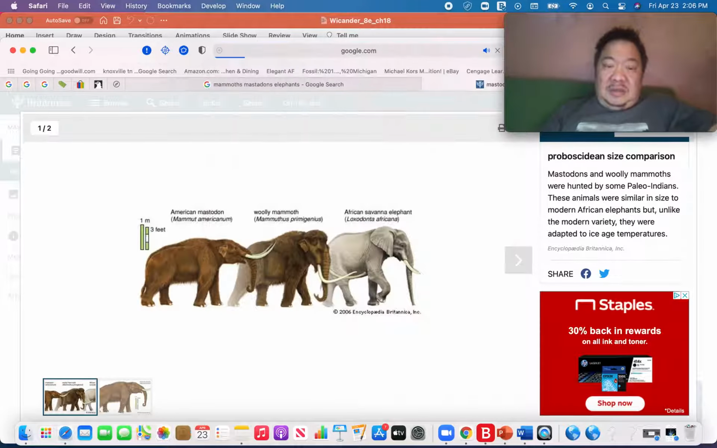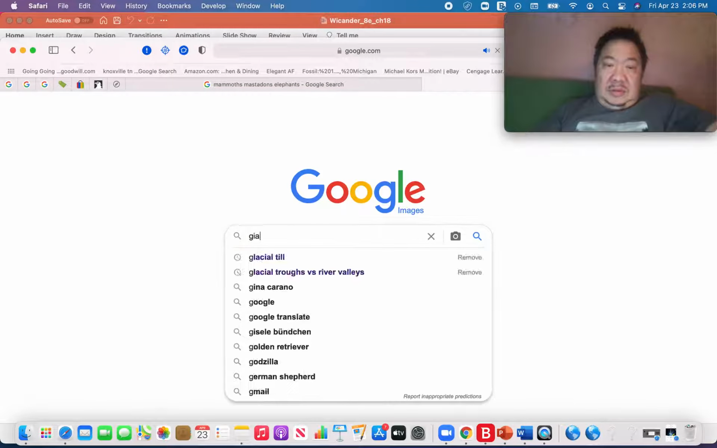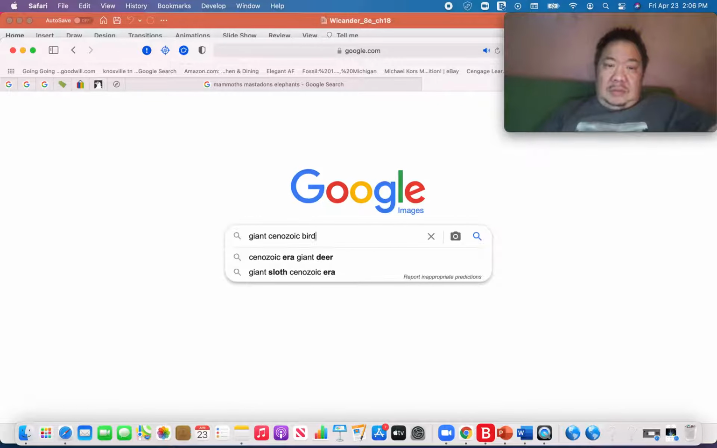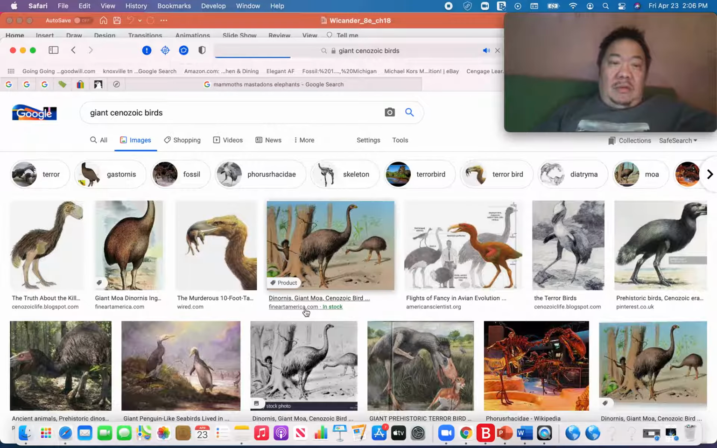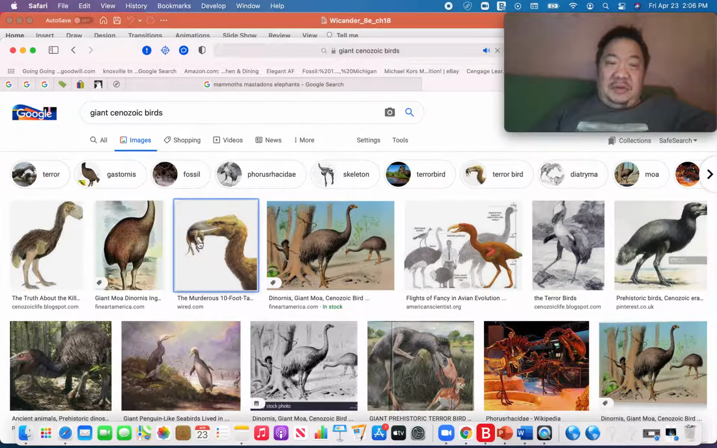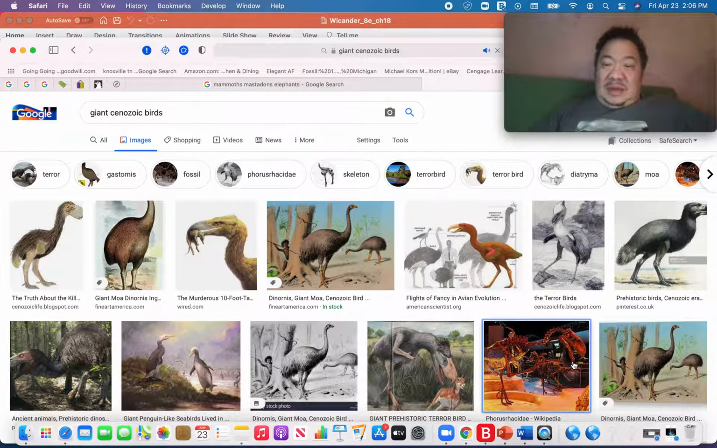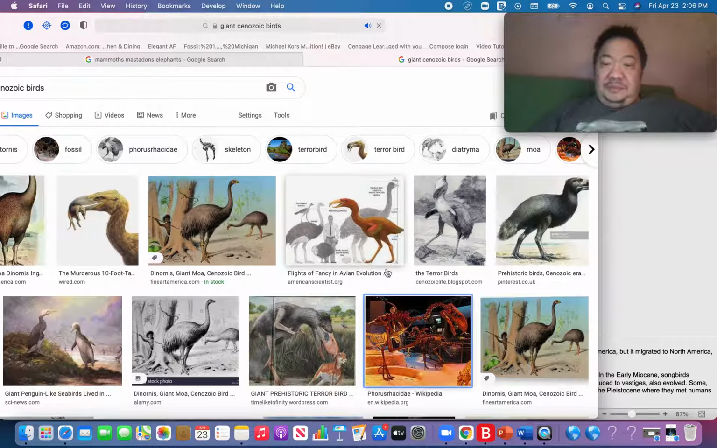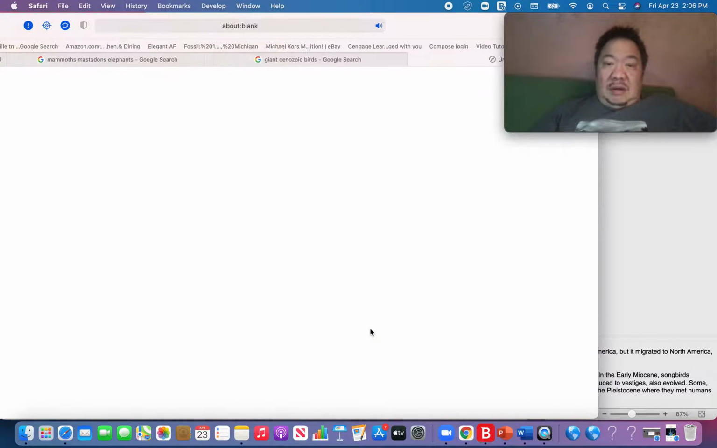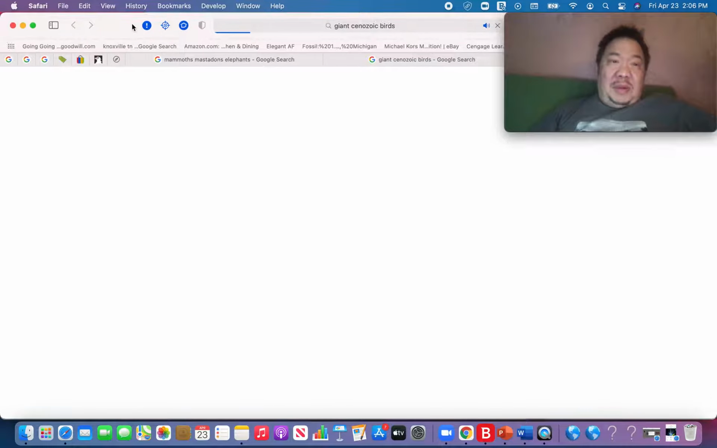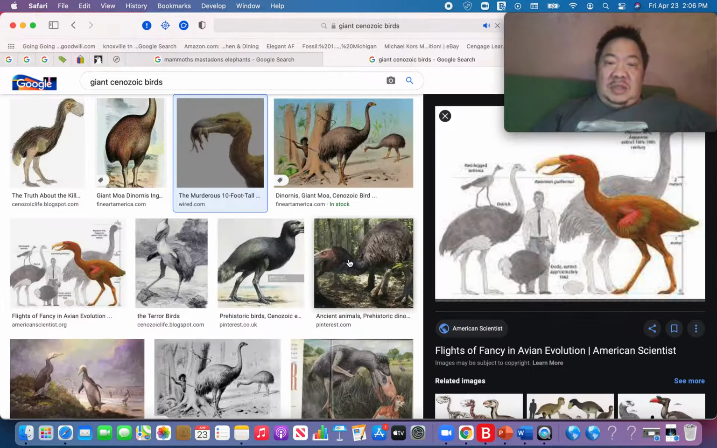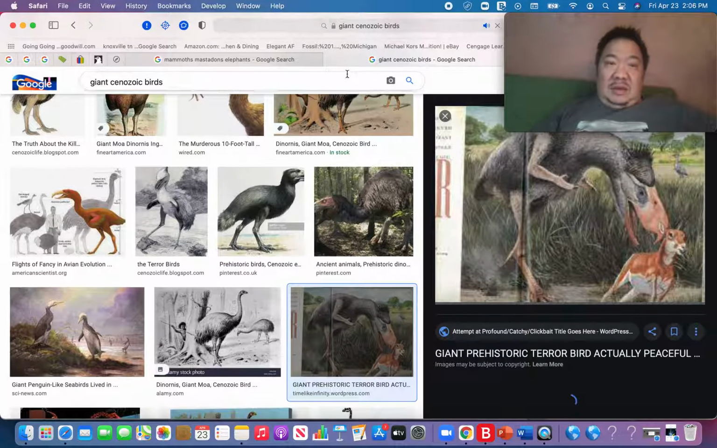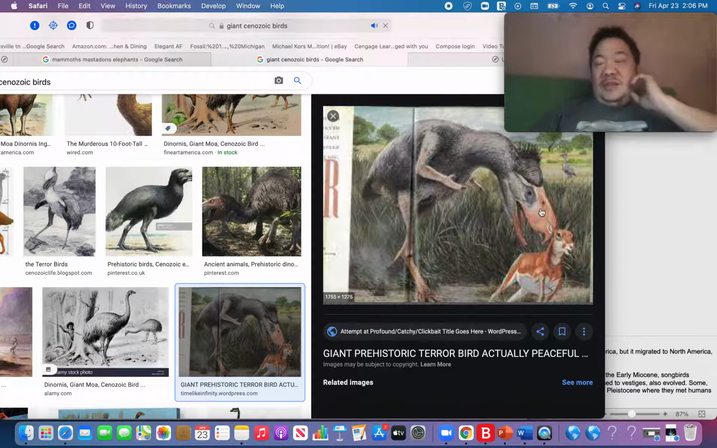Let's take a look at some of these. Giant Cenozoic birds. Look how big this bird is. That's a horse in its mouth. So there were all kinds of big predatory birds. And when I first saw these birds as a little kid, I was amazed. My parents took me to the Smithsonian Institute and showed me the fossils of these giant birds.